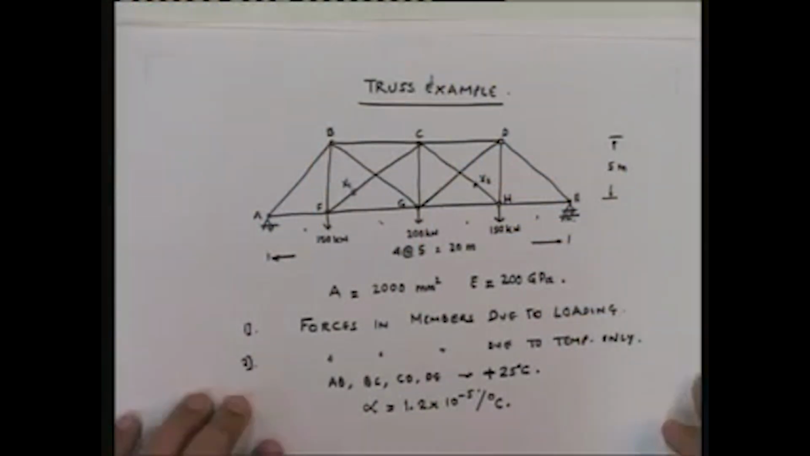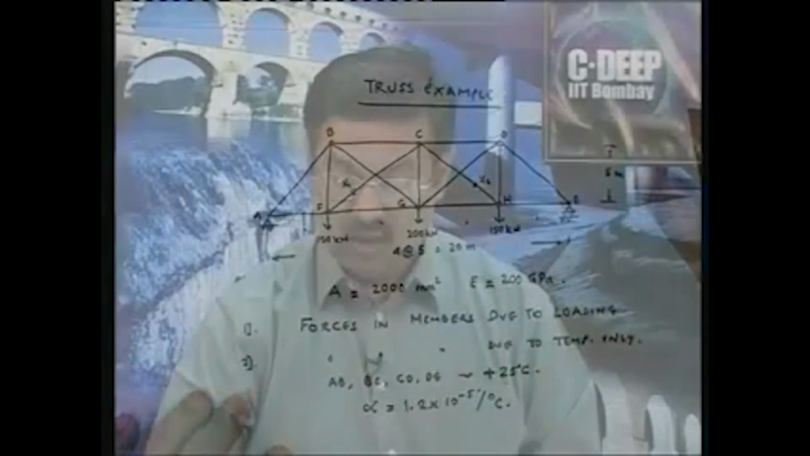Today we are going to look at the second part of the problem which we didn't solve, which was forces in members due to the temperature only, where AB, BC, CD, DE are subjected to an elevated temperature of 25 degrees, where alpha is 1.2 into 10 to the power of minus 5. So today we are going to look at how to do this particular problem.